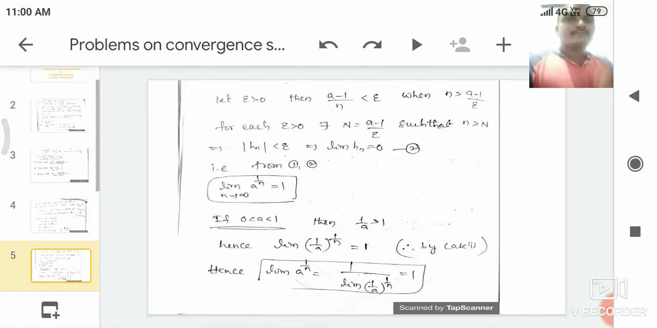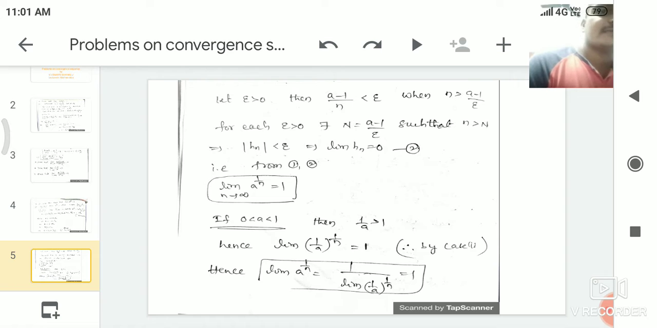Next slide. Let epsilon be greater than 0, then a minus 1 by n is less than epsilon when n is greater than a minus 1 by epsilon. So for each epsilon greater than 0, there exists a natural number N equal to a minus 1 by epsilon such that for n greater than N, mod hn is less than epsilon. That means whenever mod hn is less than epsilon, the limit of the sequence hn is equal to 0.